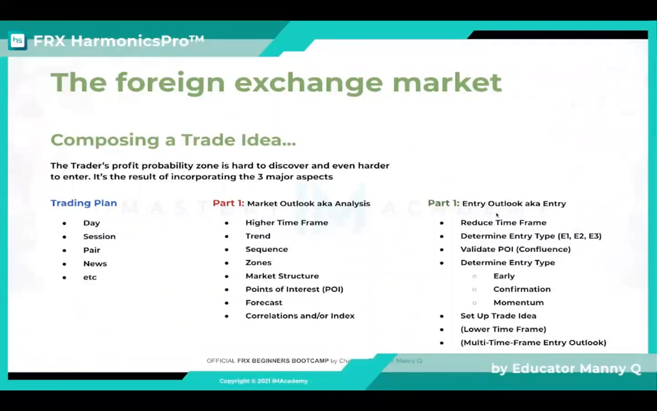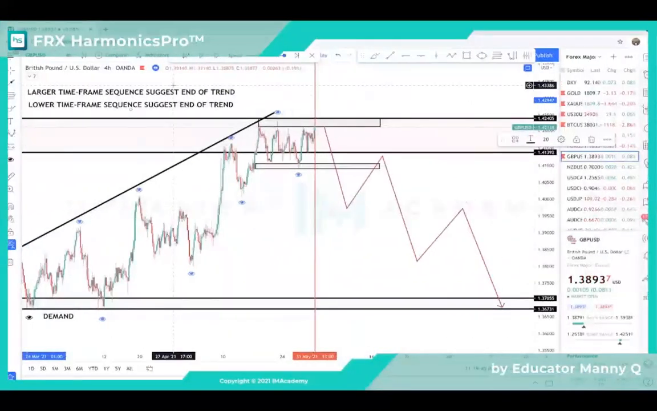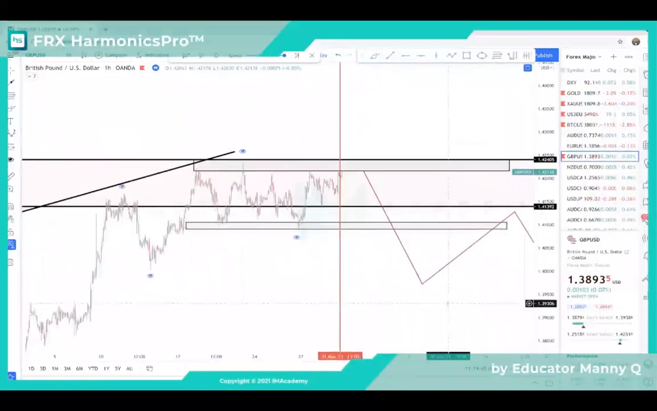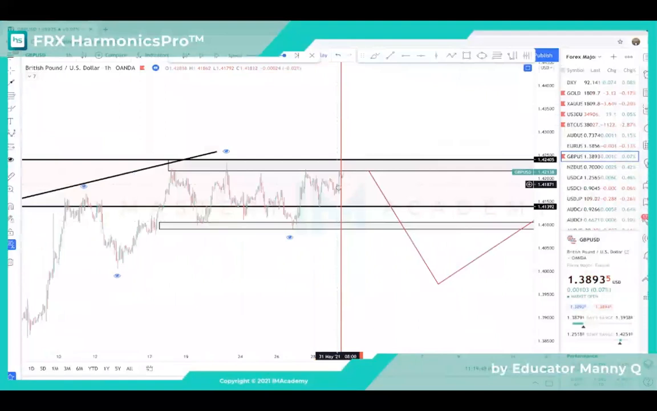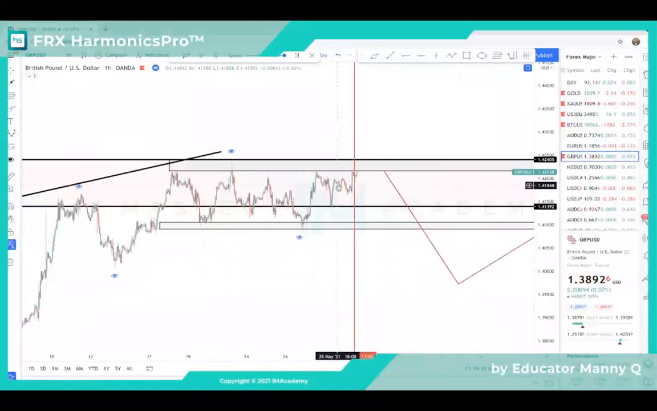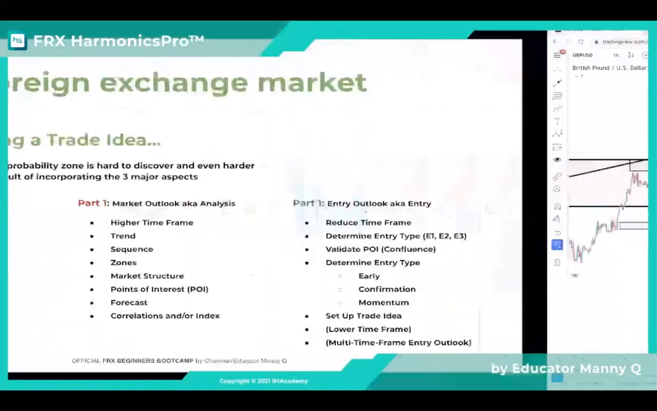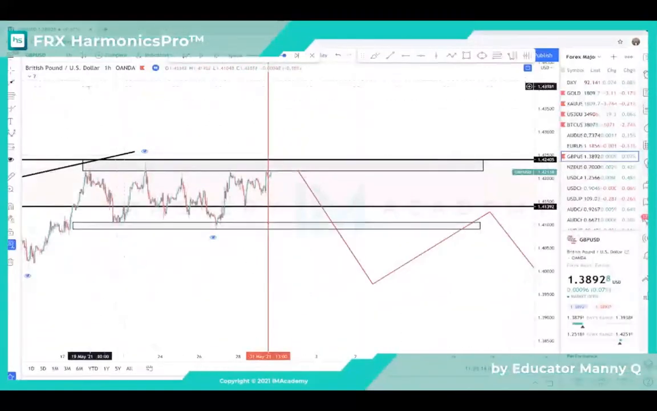So step 1, whenever we do this for the entry outlook, is that we like to reduce the time frame. So now we're going to go from the 4-hour, we're going to drop this down to the 1 hour. Right? Entries are good on the 1 hour, on the 15-minute, and on the 5-minute if you are successfully peering through the market, which means going from higher time frame to lower, because again, you now know where the market's going to go. So entering on the 5-minute makes much more sense because we already feel like the market is going to be going down. Okay. So we're going to reduce the time frame. So now I'm going to come down to the 1 hour.